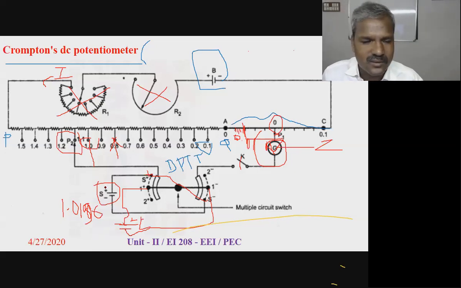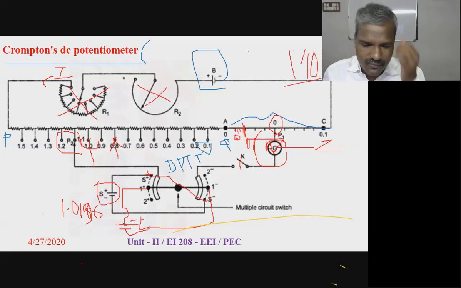Okay, you note down this 1.1 volt, and this is 0.05. So the unknown EMF value is 1.105. This is the unknown EMF value.